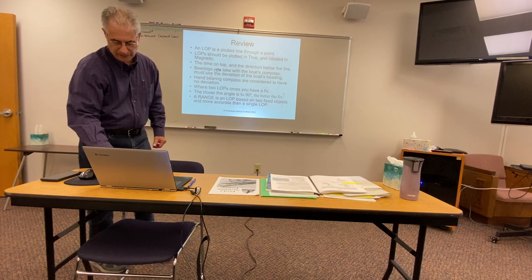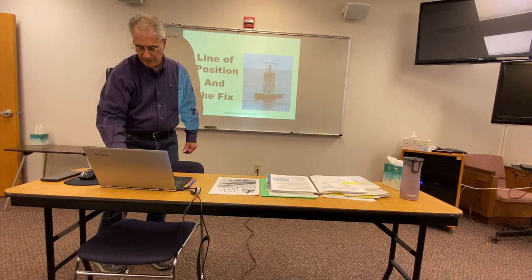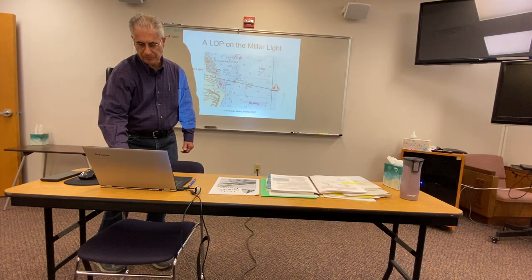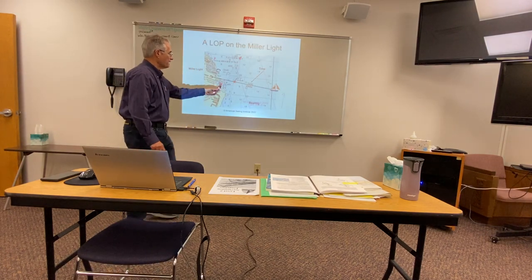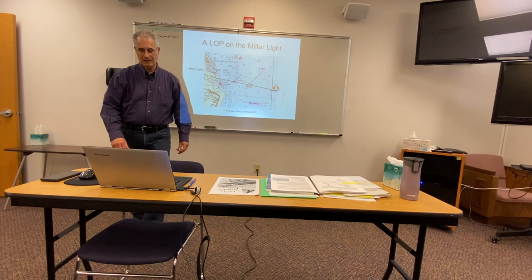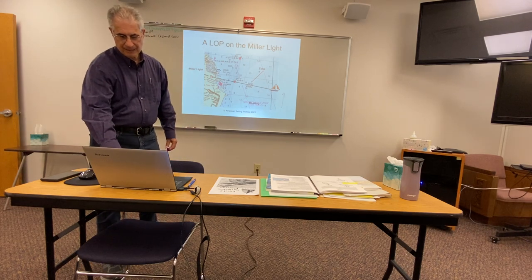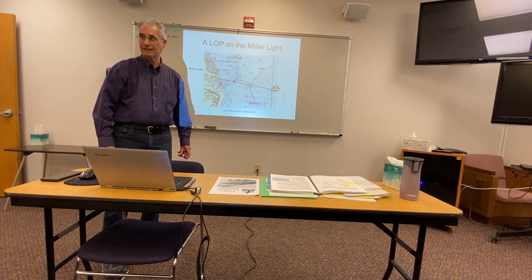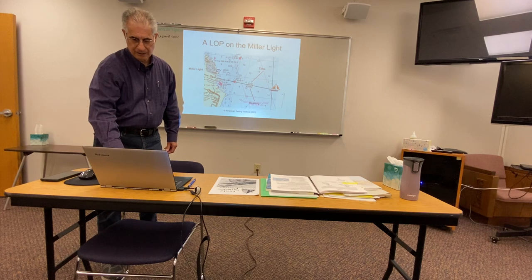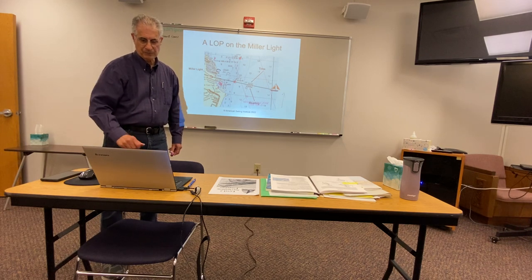So I can understand you have to be sighting for the reason. Right, this is a line of position. Avoid the twos. And when you write a line of position on your chart, you write the time on the top. You put the bearing underneath, again in magnetic, even though you draw it in true. All right, that's the Miller line.